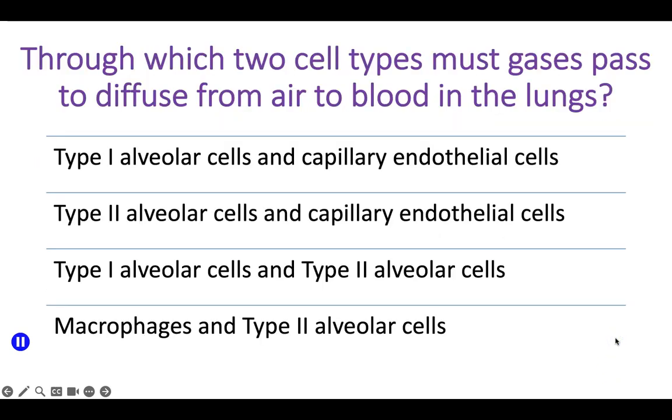All right, so one last question. Through which two cell types must gases pass to diffuse from air to blood in the lungs? You might need to go back to that illustration a few slides back to find the answer to this one.